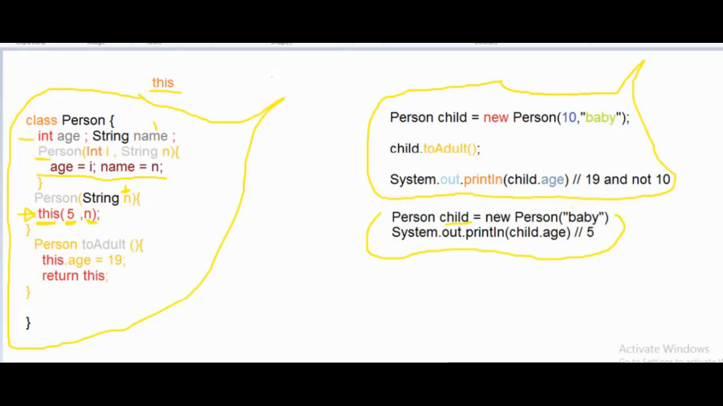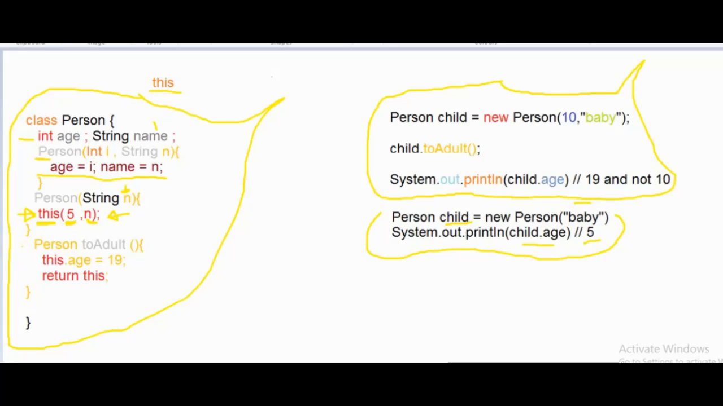So here the person child is created with just the name baby. So when you print out the age of the child, it will be 5 because this keyword was used to call the other constructor with a default age of 5.